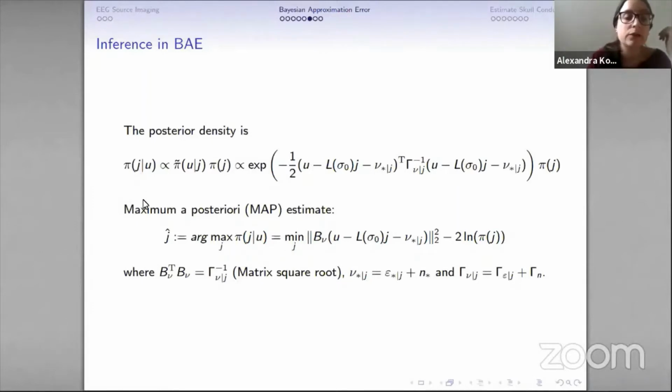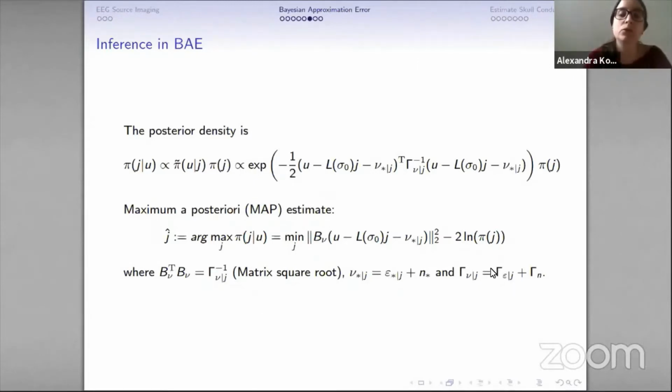And often what we do is we don't estimate the posterior distribution. This is a standard thing. We use a point estimate. Here I have written the maximum posterior estimate that is given by this formula here. And what we need to know, in order to be able to solve this problem, is we need to have an idea what is the approximation error mean, the mean value, and the covariance matrix of the approximation error.